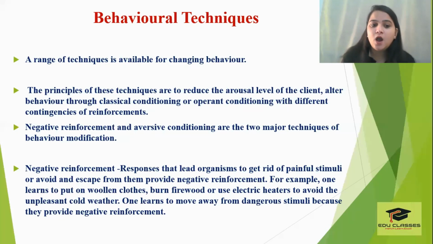फॉर एग्जाम्पल, one learns to put on woolen clothes, burn firewood or use electric heaters to avoid the unpleasant cold weather. यानी हमारा जो वुलन्स पहनने का जो बिहेवियर होता है इन विंटर्स, that is a negative reinforcement. क्यों? क्योंकि वो हमें कुछ नेगेटिव होने से बचाता है, राइट? अगर हम वुलन्स नहीं पहनेंगे तो हमें कोल्ड वेदर फील होगा and probably will get ill. So to save ourselves from this negative consequence, we wear woolens, and therefore wearing woolens and keeping ourselves warm work as a negative reinforcement.